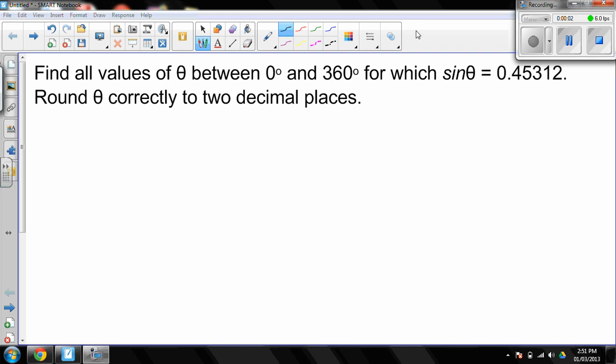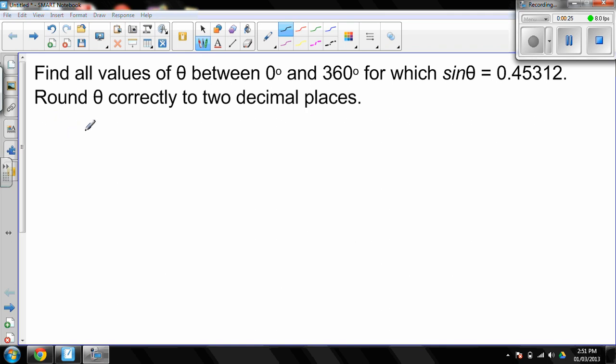This video is going to work on finding exact values of a trigonometric function when they occur in more than one quadrant. So for example here, I say find all of the values of theta between 0 and 360 degrees for which sine theta equals 0.45312. They want us to round theta correctly to 2 decimal places.